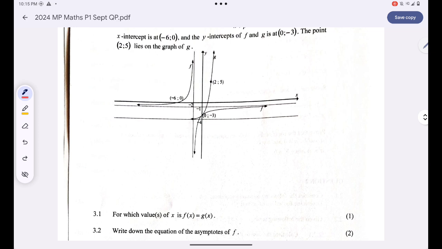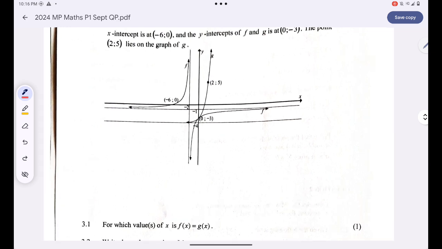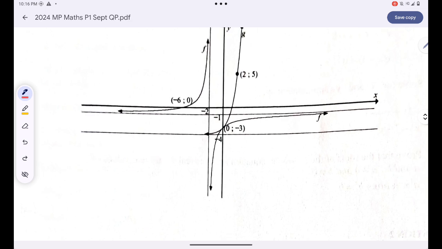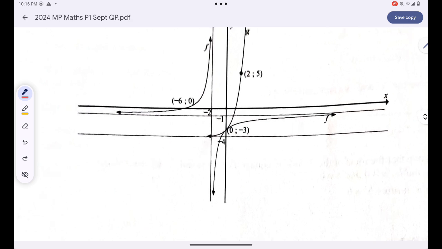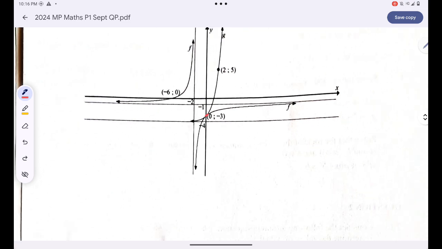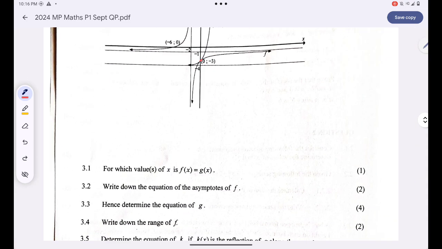For which values of x is f of x equal to g of x? Tell us the values of x whereby the two graphs intersect. The two graphs will intersect over there on the y-axis. And on the y-axis, I know that the x value is equal to 0. Are we together? So that's the only place whereby the two graphs will intersect one another.